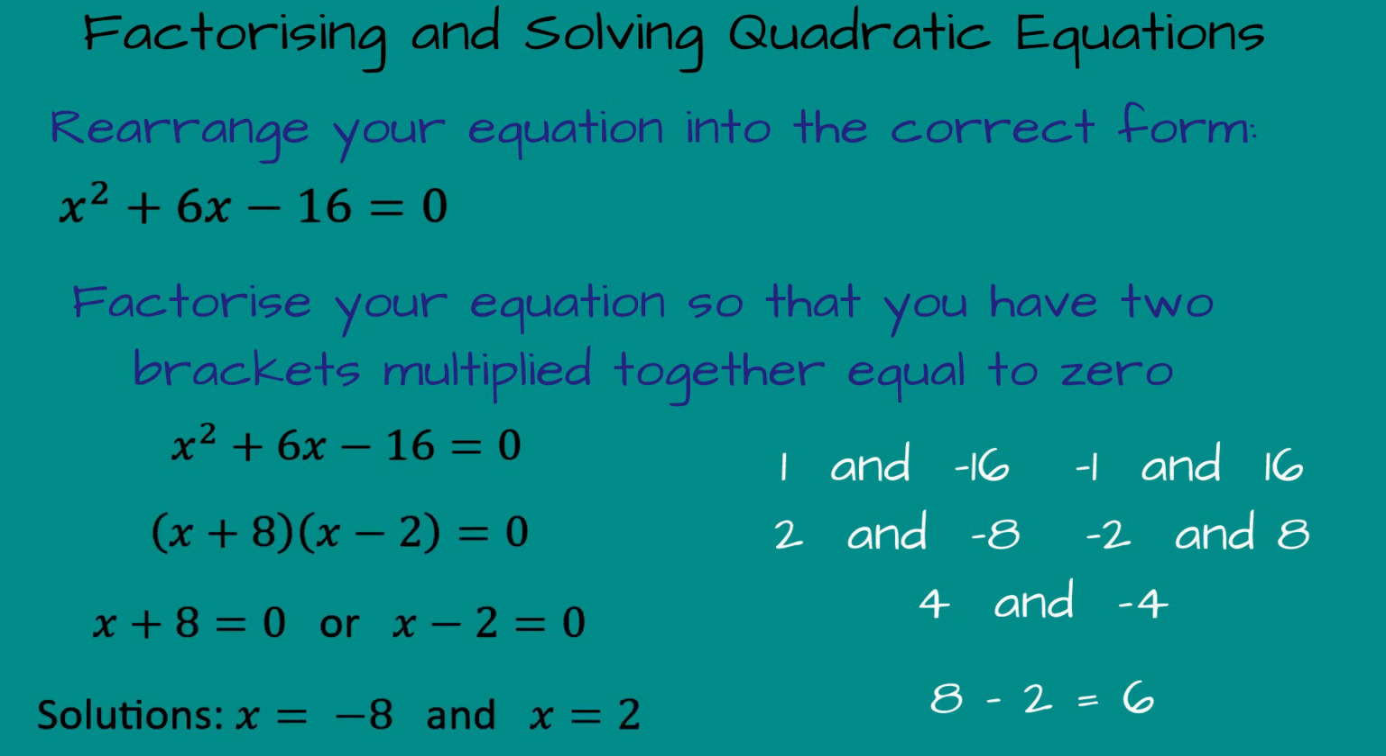To solve the equation, we must make each of the brackets equal to 0, one at a time. So, either x + 8 = 0, or x - 2 = 0. Solving these linear equations gives two solutions to the quadratic equation, x = -8 and x = 2.